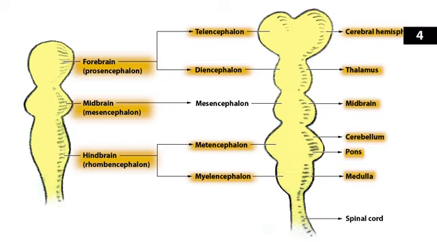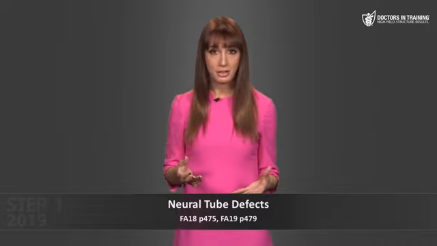Now, this is about a 3-star topic. You may or may not see this on your test, but if you do, you'll be glad you reviewed it. Now, let's talk about some of the things that can go wrong in this development, starting with neural tube defects.